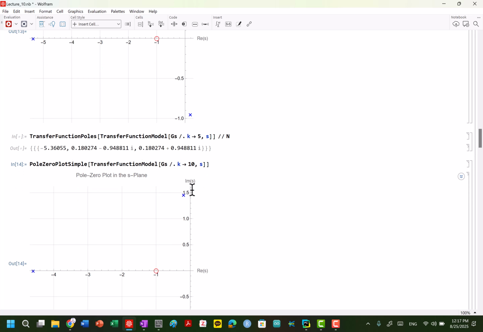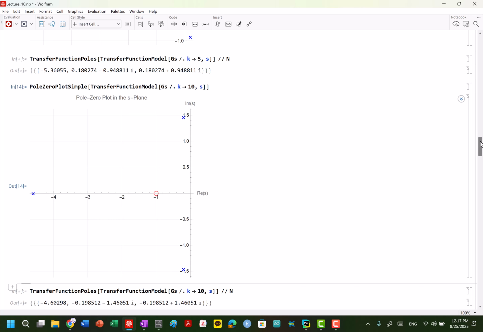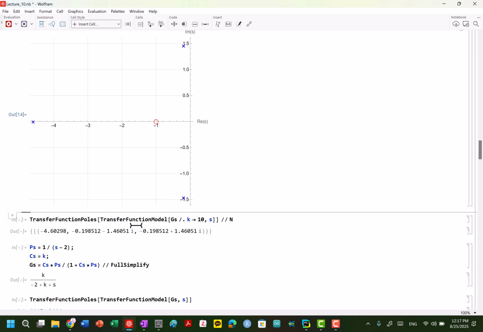If I switch it to k is now 10, now I'm pushing it and I'm in the left-hand region everywhere. So negative, negative, negative, everywhere. And how many poles do I have? I have 3 poles. And you can see the poles and then the 0 as well, which is very cool and interesting.